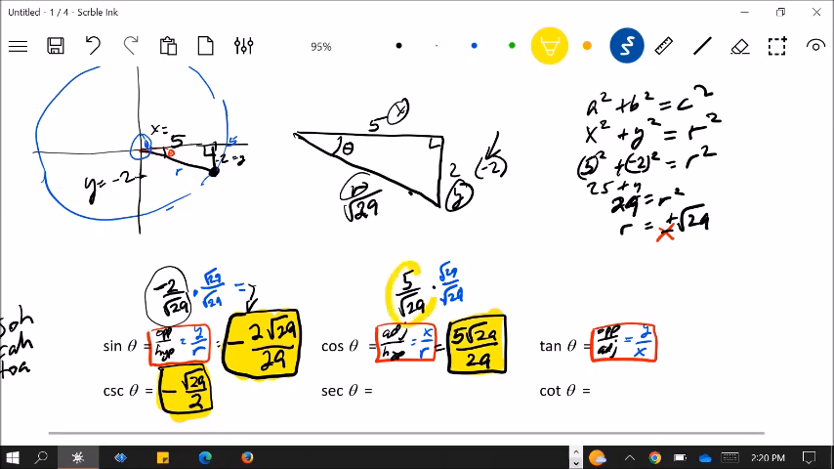And we'll use this one, the reciprocal of it, to give us the secant, square root of 29 over 5, because it's perfectly fine to have a square root in a numerator, just not in the denominator.